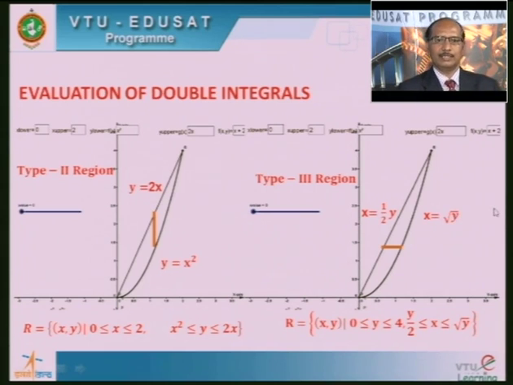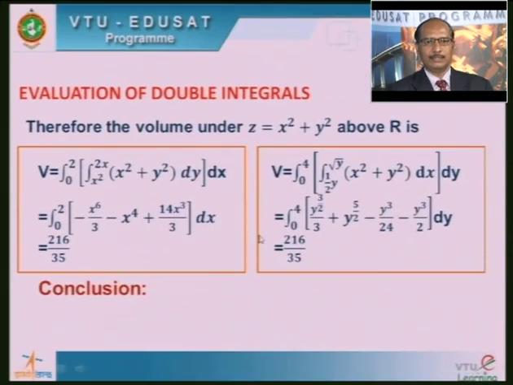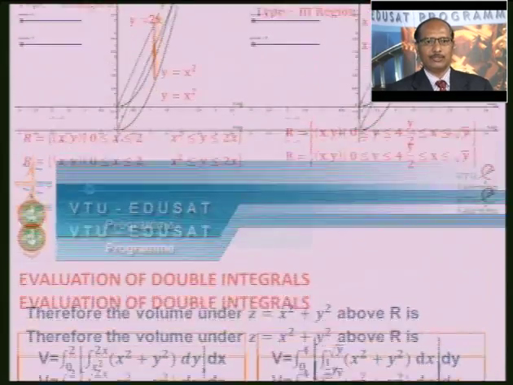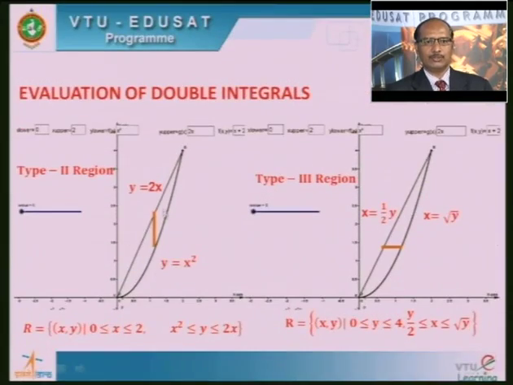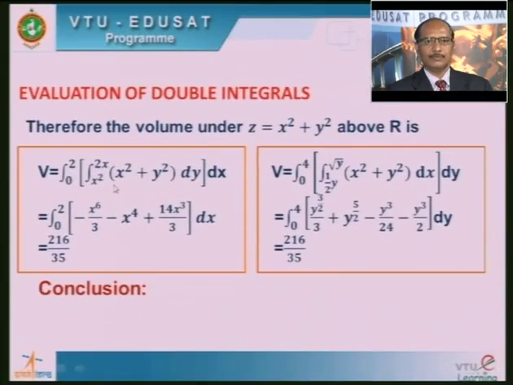So, evaluate the region either this or this. We will see both the regions here. The first one, 0 to 2, it is a type 2 region, x square to 2x. Then the integrand is x square plus y square, dy dx. So, evaluating this inner integral, that is integration with respect to y first.